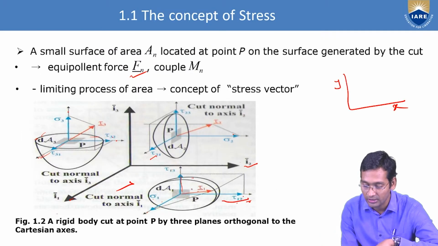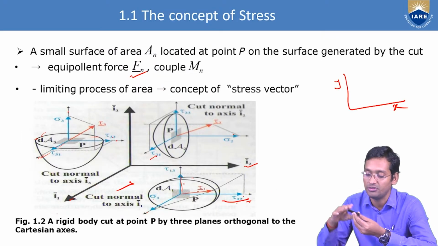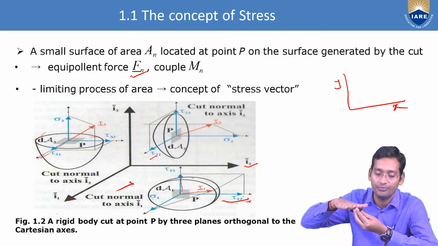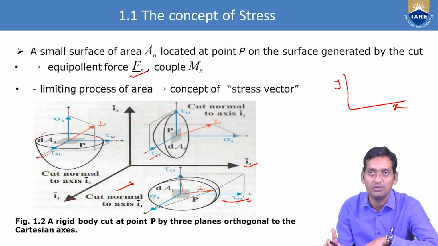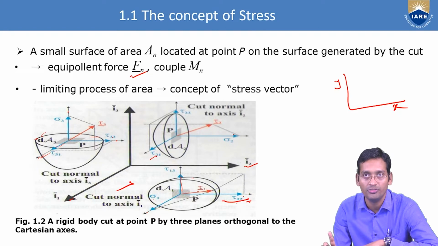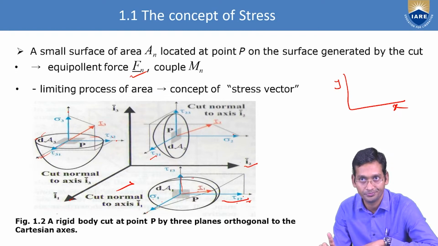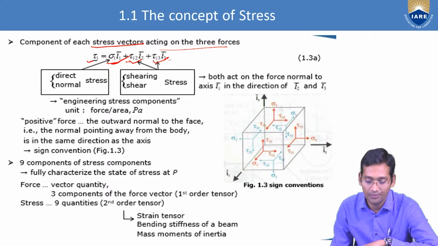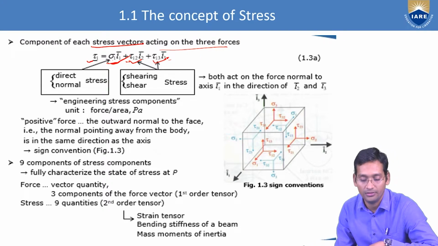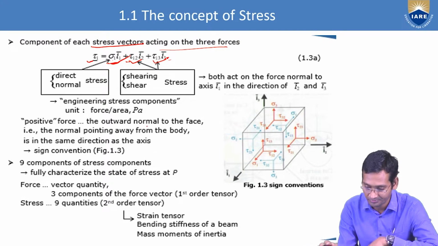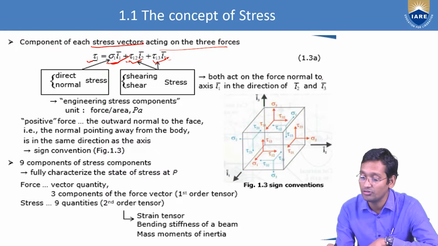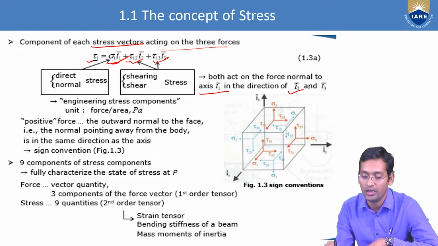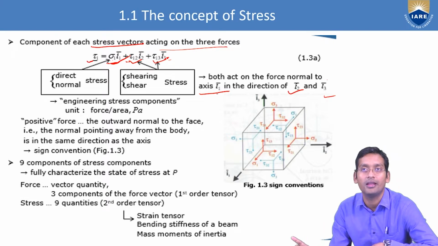Just to explain, these two should be acting, that means if this tau is acting in this one. Here sigma is normal stress and tau is what? Tangential stress or shearing stress. Now both act on the force normal to axis I1, in the direction of I2 and I3. So these two will act towards I1 and in the direction of I2 and I3.